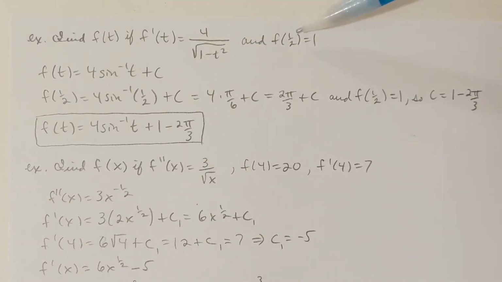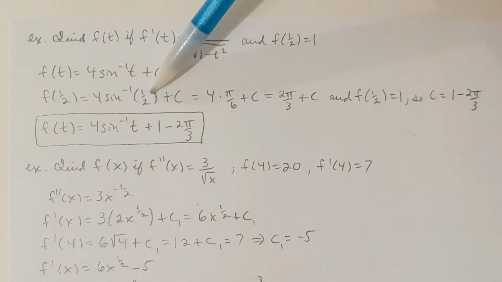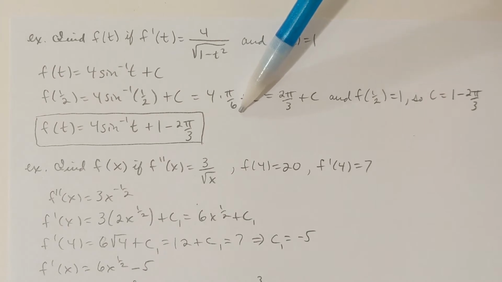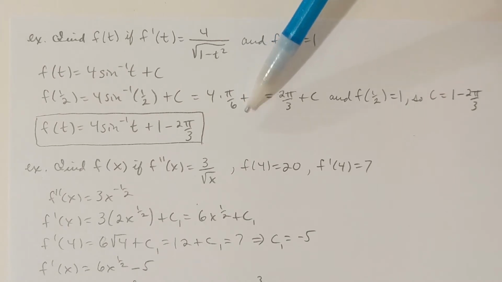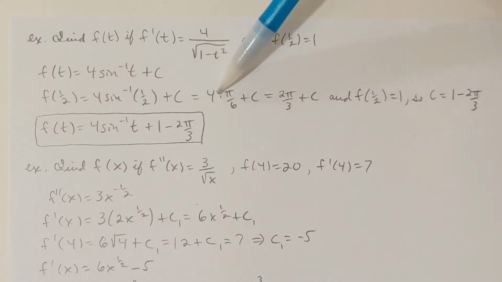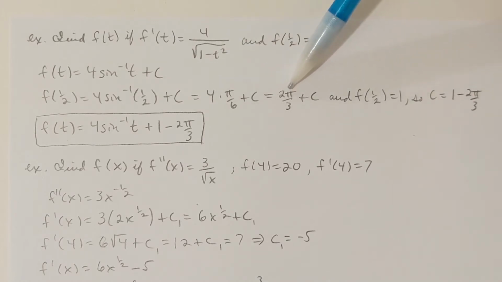Now, f of 1/2 is 1. So if I were to plug 1/2 into this function that I've created here for t, then I'm looking at 4 times sine inverse of 1/2 plus c. Sine inverse of 1/2 would be pi over 6, since sine of pi over 6 would give you 1/2. Multiply by 4, that gives you 2/3 pi when you reduce, and then plus c.